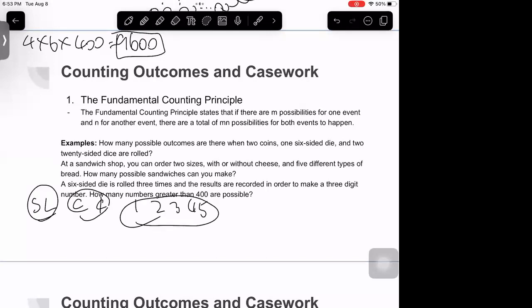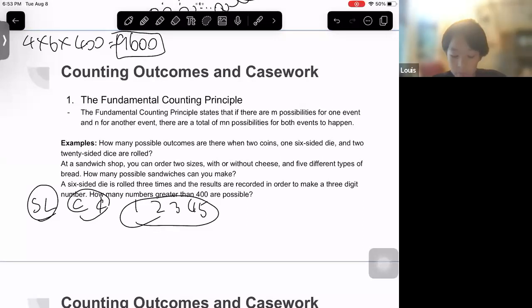You're muted. Oh, sorry. So, going over the first one, for 2 coins, we have 2 and 2, and for the 1 6-sided die, it's 6. And for the 2 20-sided dice, it's 400, because 20 times 20 equals 400. Multiplying them out gives us 9,600.